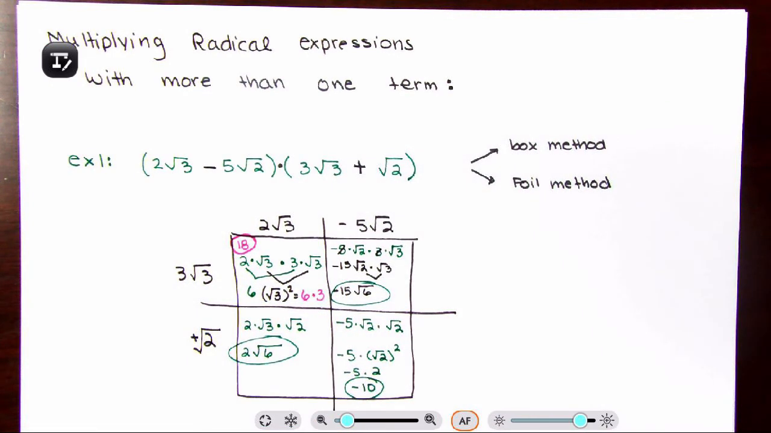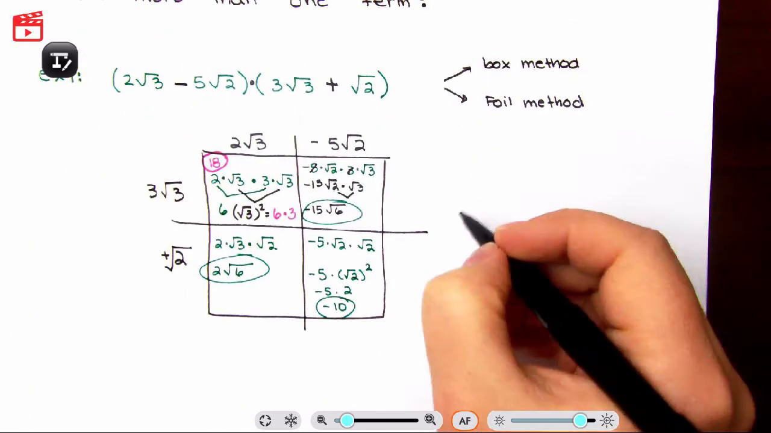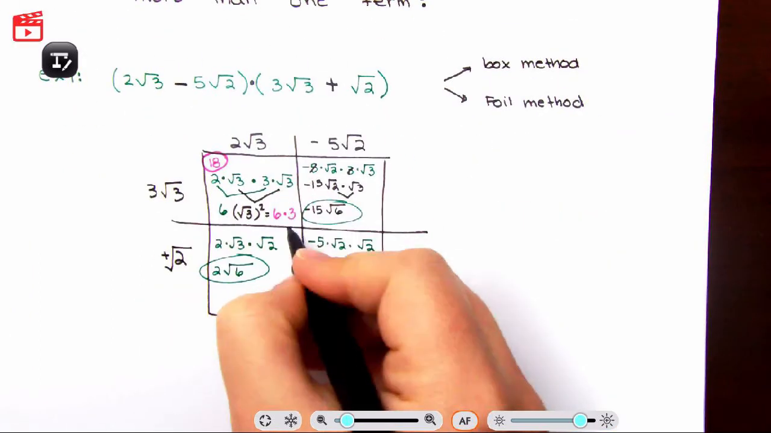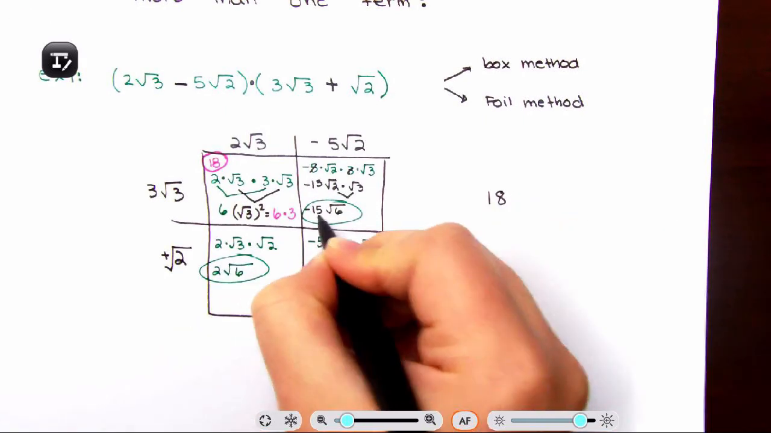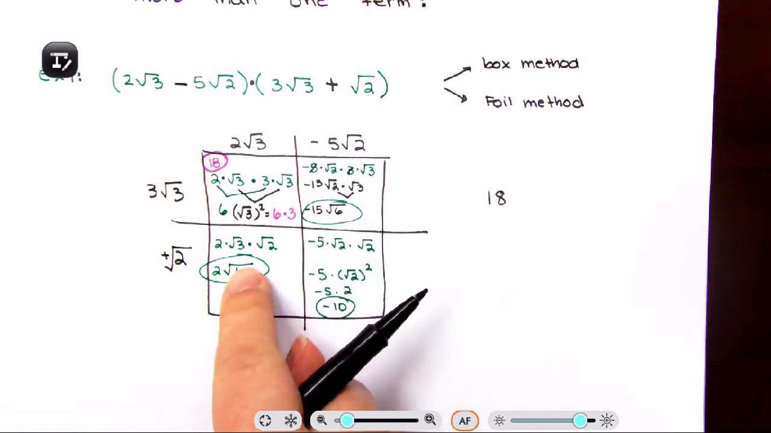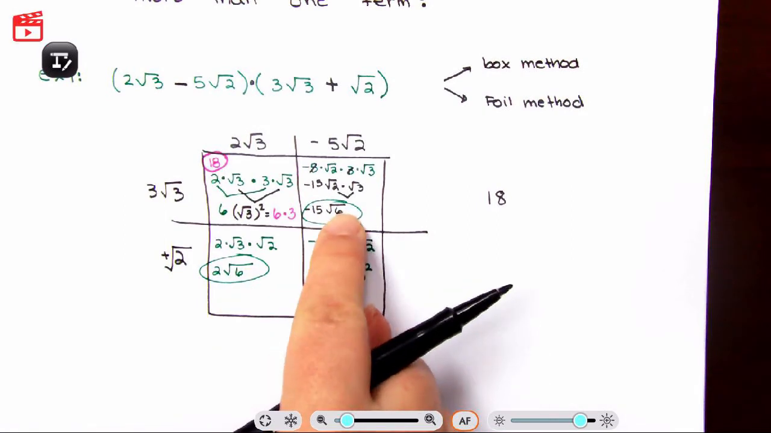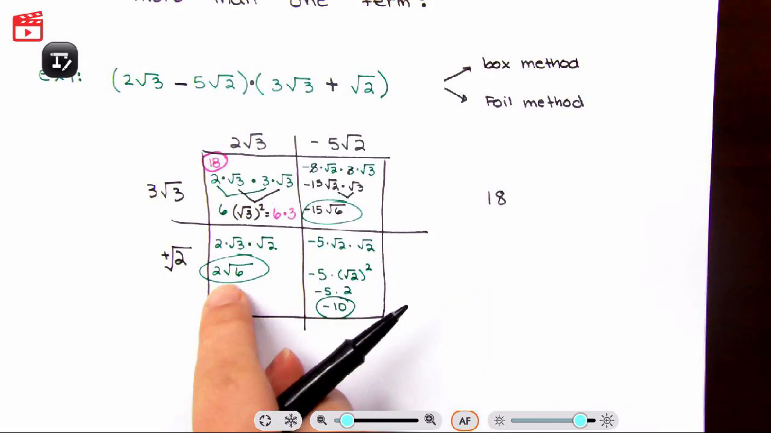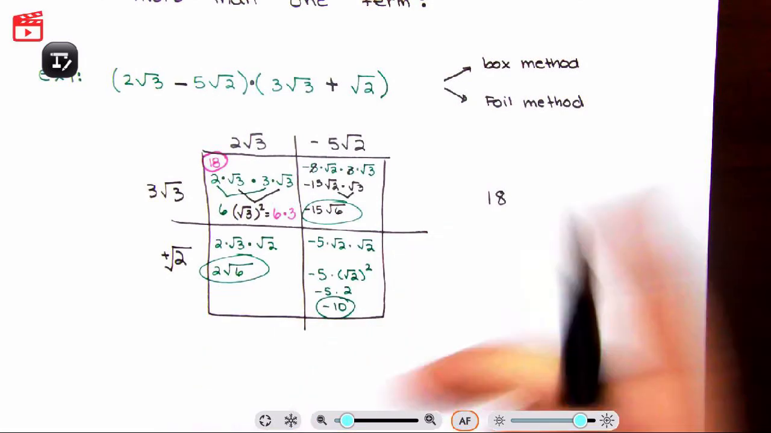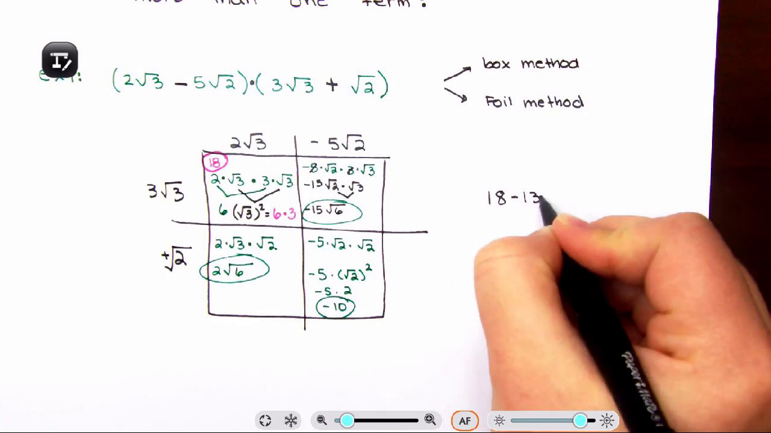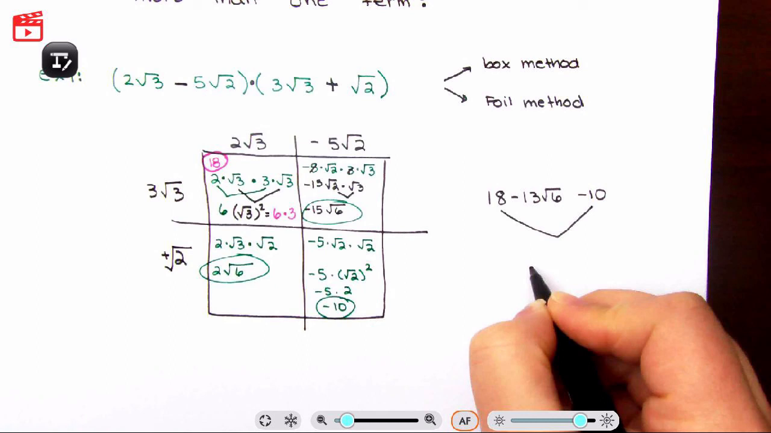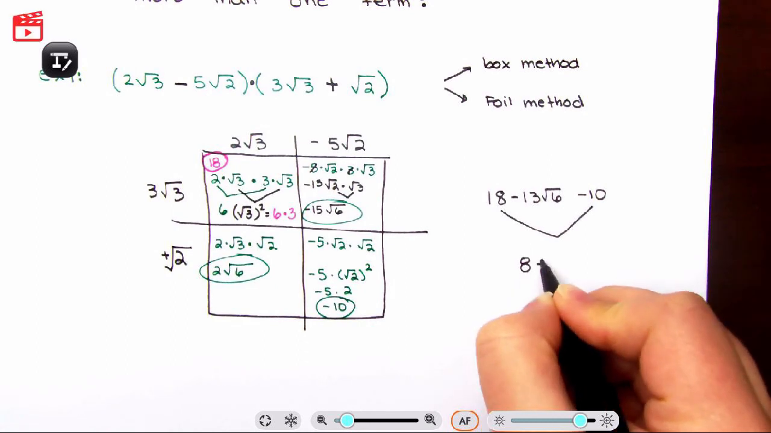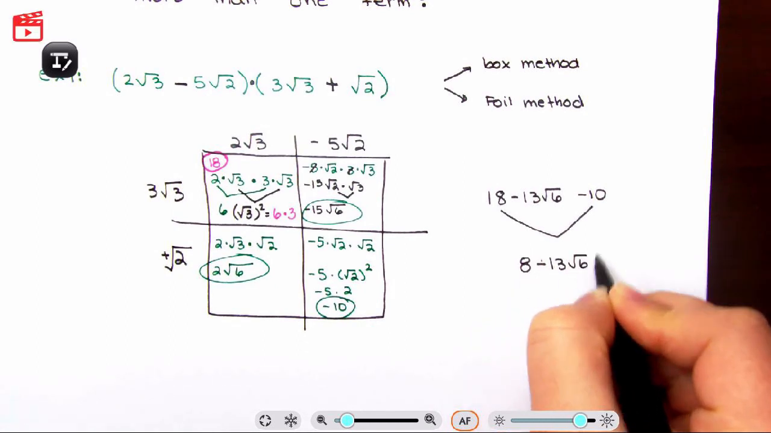Now we're going to combine like terms just like we did before when we were multiplying polynomials. So what do I have here? I have 18. Then I have combining here. Again, bubbles are the same, so we can add and subtract these because I have negative 15 bubble, which is root 6, and I have positive 2 bubble, which is root 6. That means I have negative 13 root 6 bubbles. Then I have a minus 10, which I'm going to simplify even further, which gives me positive 8 minus 13 root 6 as my simplified answer.